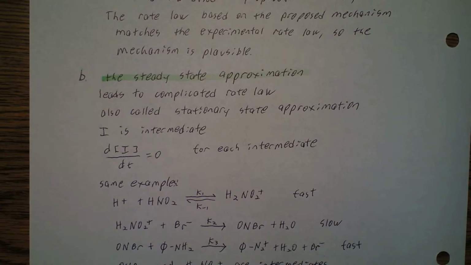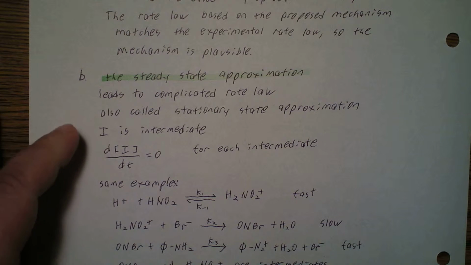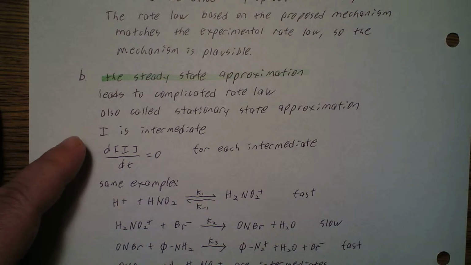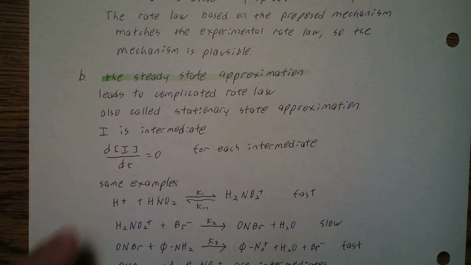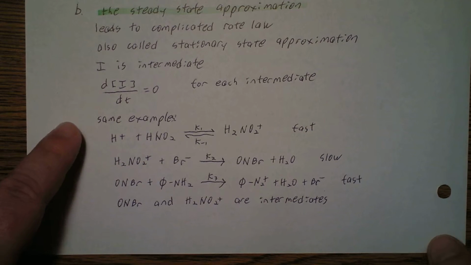Now a second way is called the steady state approximation. Now this will lead to a complicated rate law. It's also called the stationary state approximation. Now we're going to use capital I to represent an intermediate. So we're going to say that the derivative of the concentration of I with respect to T is equal to 0 for each intermediate.